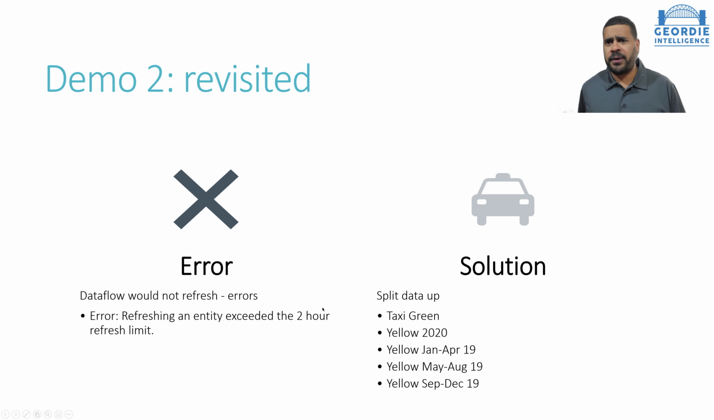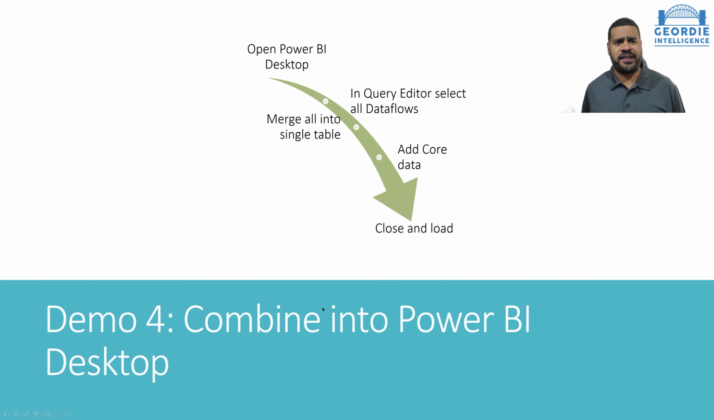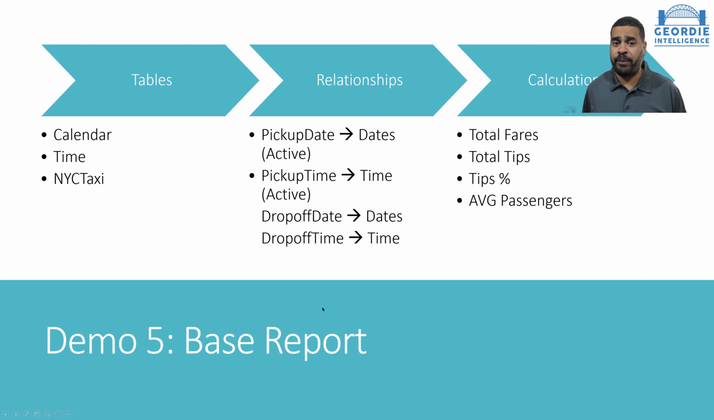So it's important to come through and have a look at that. We fixed all the data, we managed to pull it together, and then we built our base report. While these were away, I've got the tables. You saw how the 3 tables were built: we've got our calendar table, our dates, our times, and we've got New York taxis. Then we put together some relationships, and you can see we've got active and passive.